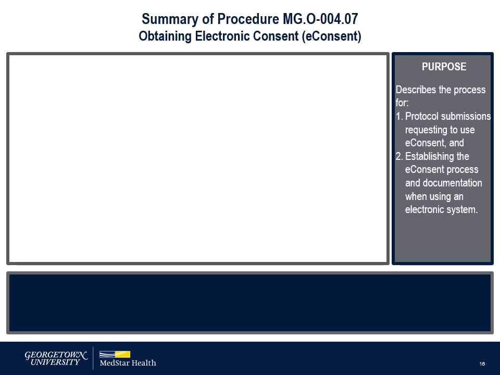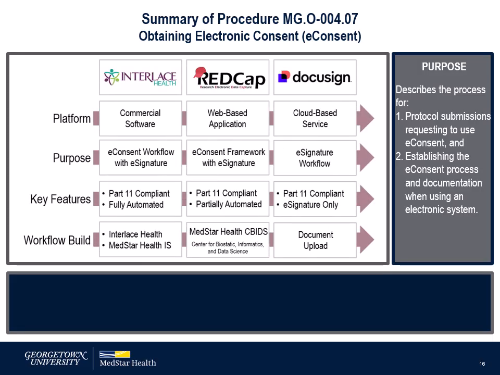In summary, this procedure describes the process for protocol submissions requesting to use an electronic system to obtain informed consent and establishing the eConsent process and documentation when using an electronic system. This procedure also gives an overview of the type of consent platforms and e-signature services available for the consent process, whether in person or remote.